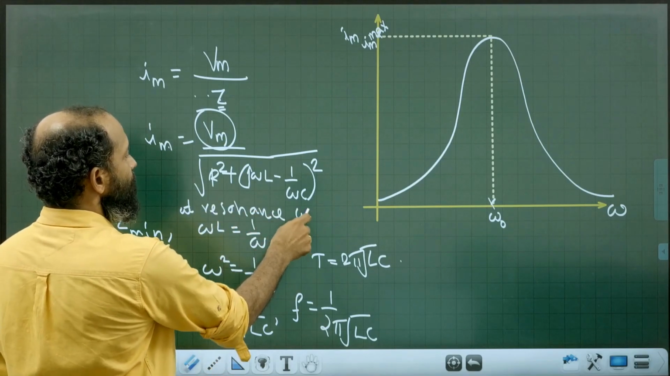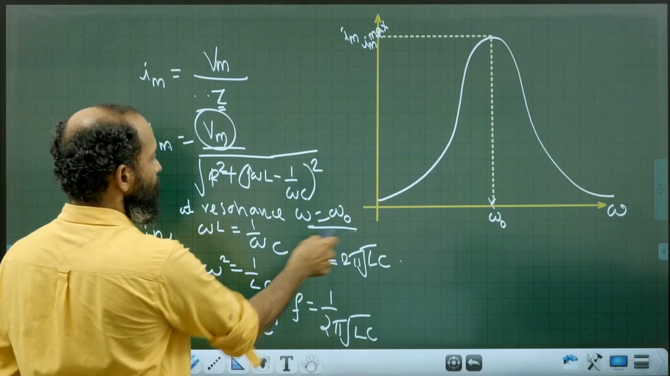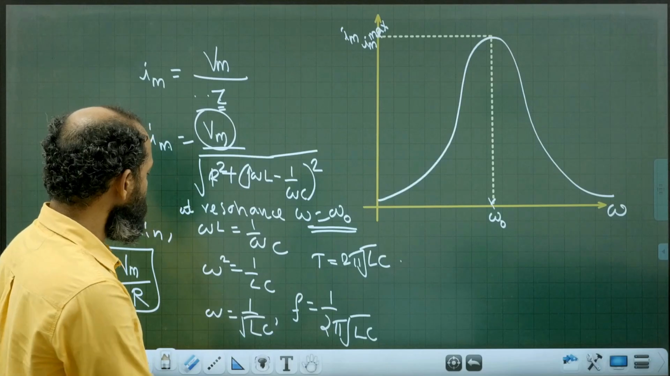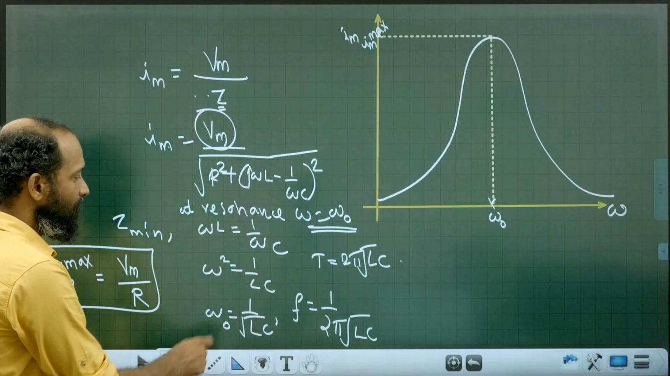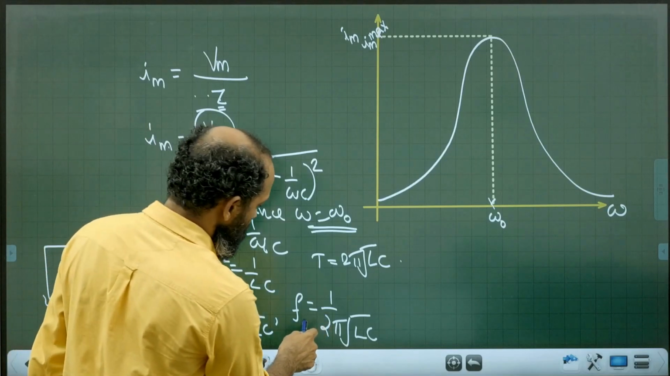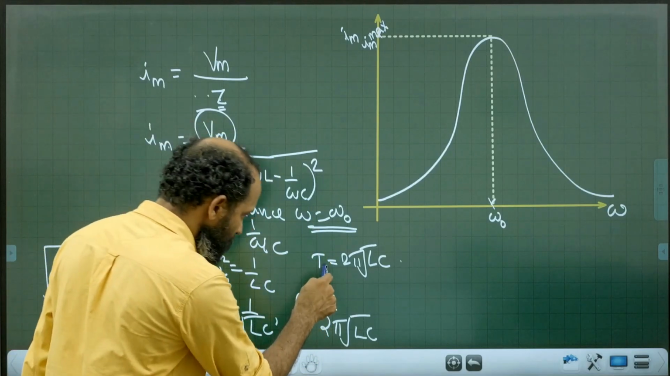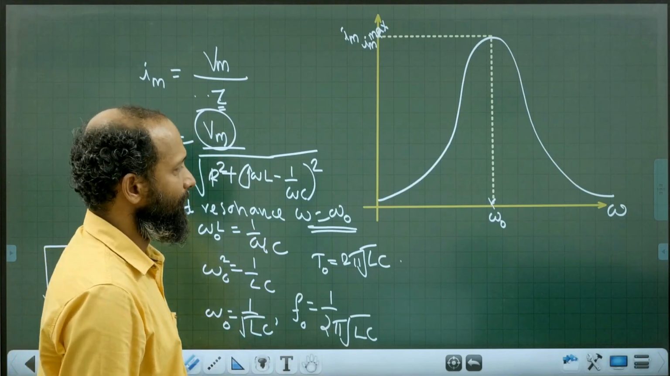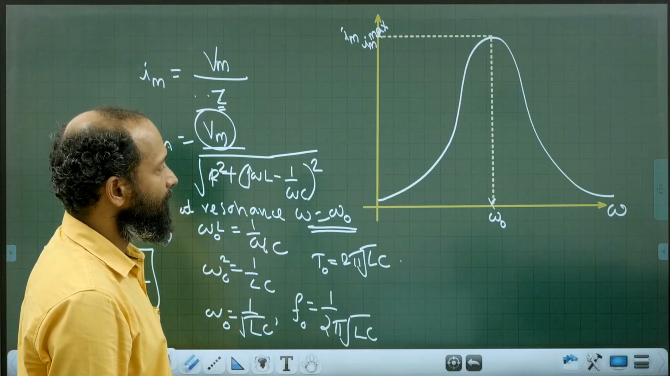Omega we denote as omega 0. So at the resonant angular frequency omega 0, which is nothing but 1 by root LC, the frequency f0 and time period T0, all that we can denote by using that suffix 0 or something else. Omega 0 is called the resonant angular frequency.